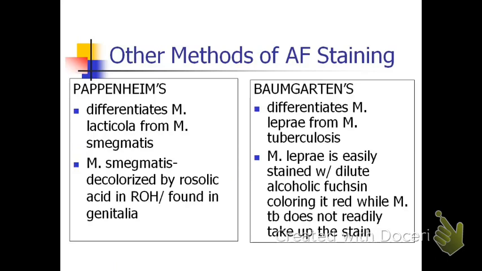But let me point out that there are other methods of acid-fast staining. The Pappenheim's method differentiates Mycobacterium lacticola from Mycobacterium smegmatis, because Mycobacterium smegmatis is decolorized by the decolorizer consisting of rosolic acid and alcohol. Interestingly, guys, Mycobacterium smegmatis is found in the genitalia, in smegma. Do you know what smegma is in Tagalog? We call it kupal. It is usually seen in uncircumcised males.